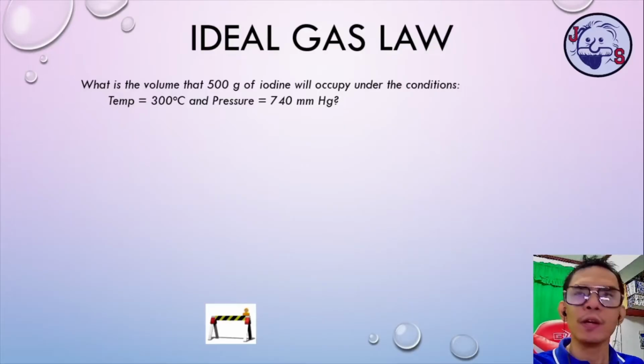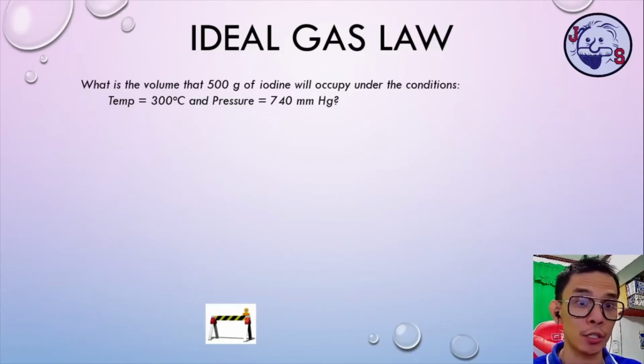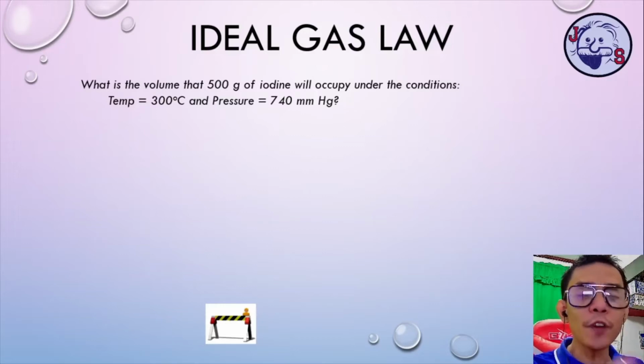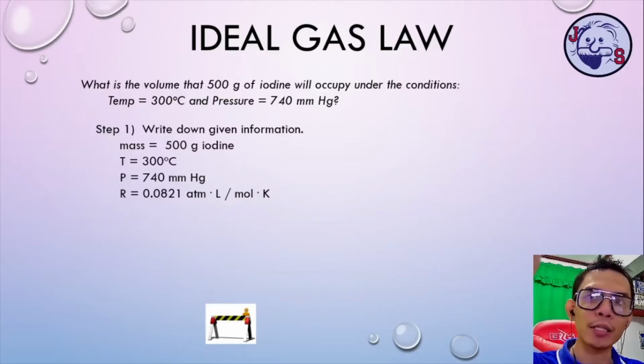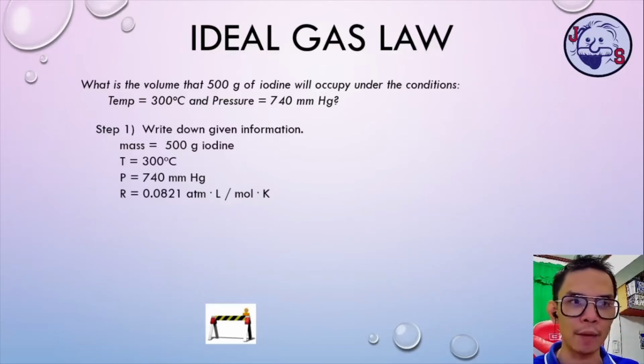Okay, so the problem was, what is the volume that 500 grams of iodine will occupy under the conditions of 300 degrees Celsius as temperature and pressure of 740 millimeters of mercury. So the first thing that you will do probably is to write all the given variables. So we have the mass, the temperature, the pressure, and the R.